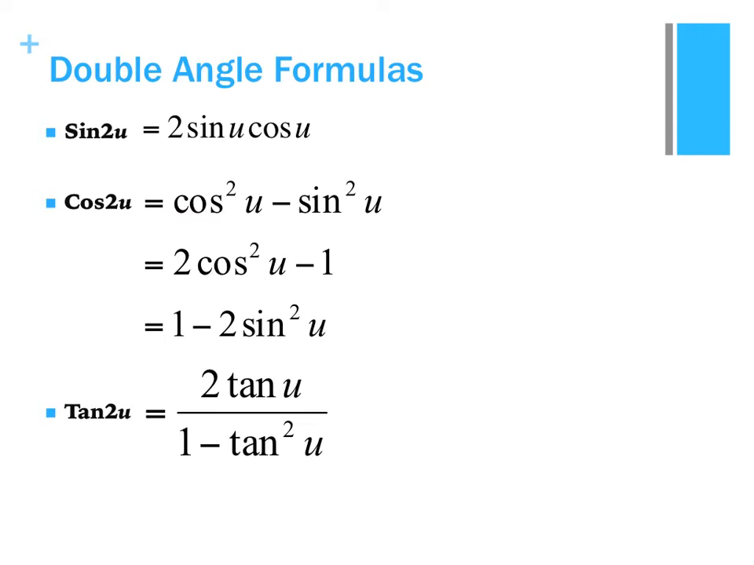So sine of 2u equals 2 sine cosine. Cosine of 2u, there's three options and you can use either one, okay? So it's either cosine squared minus sine squared, or 2 cosine squared minus 1, or 1 minus 2 cosine squared. The second two come from the Pythagorean identity. Like if you replace one with the other, that's where those second two come from. And then tangent of 2u is 2 tangent u over 1 minus tangent squared u. So if you want to screenshot this and pull it in your homework, you can. You're going to get given this exact picture. Now you just got to figure out how to use it.